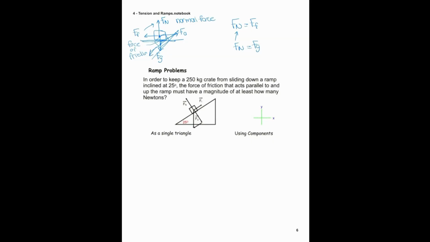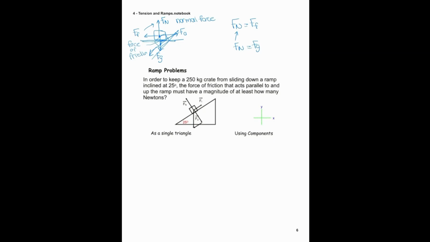Here's the question. In order to keep a 250 kilogram crate from sliding down a ramp that's inclined at 25 degrees, the force of friction that acts parallel to and up the ramp must have a magnitude of at least how many newtons? Well, it needs to have a magnitude of at least the magnitude of the normal force.